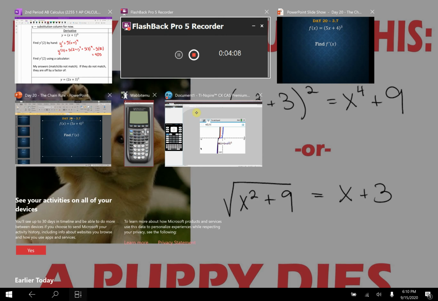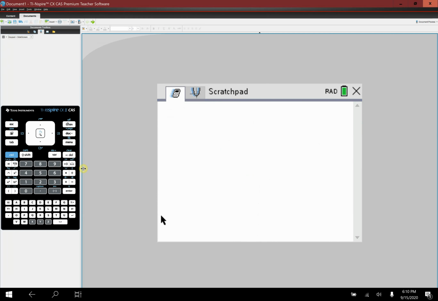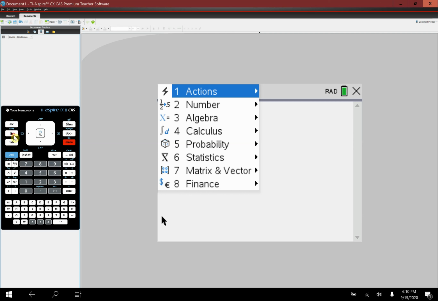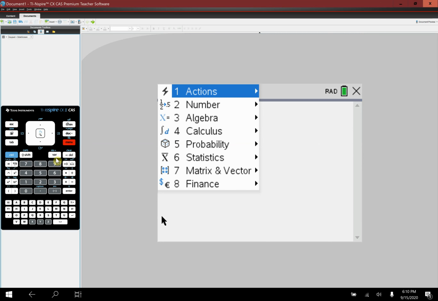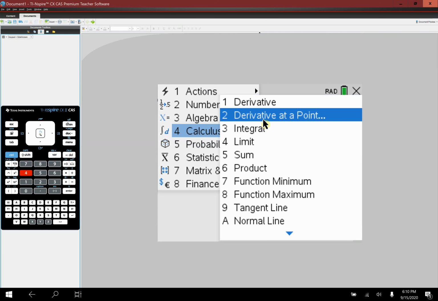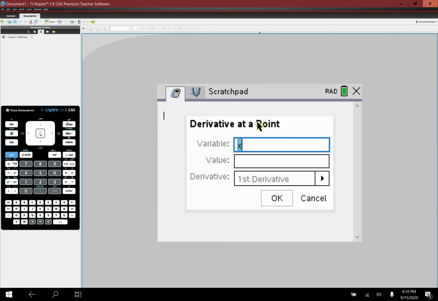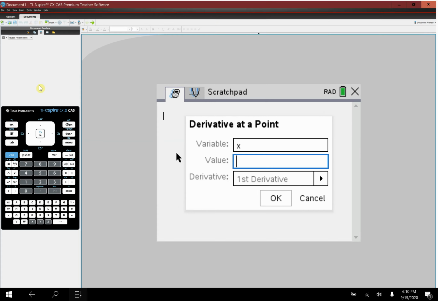As a reminder, when you find the derivative on the Inspire, I'll show you an 84 one later on. We don't want to be on the graphing screen, we want the other screen. Menu, calculus, derivative at a point, which is 2. We don't want 1, derivative at a point. And then what variable? x, sure, that's fine. What value are we plugging in? I literally don't remember, but it seems to be 2.